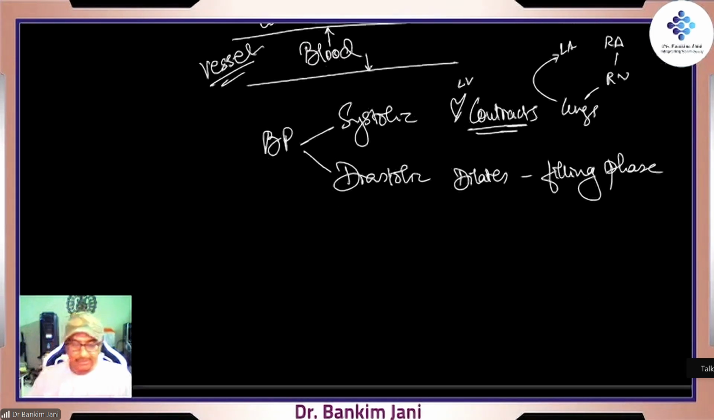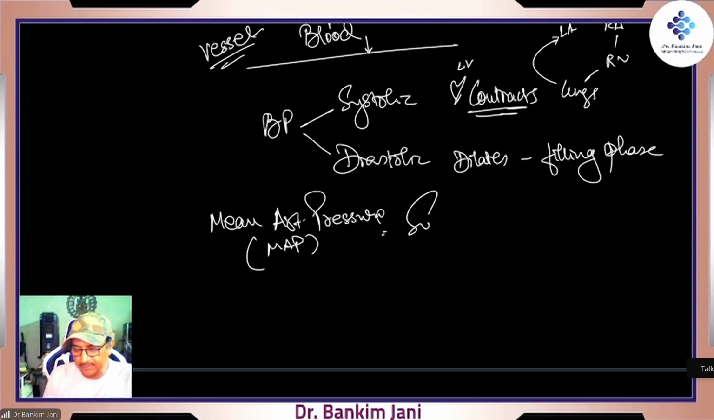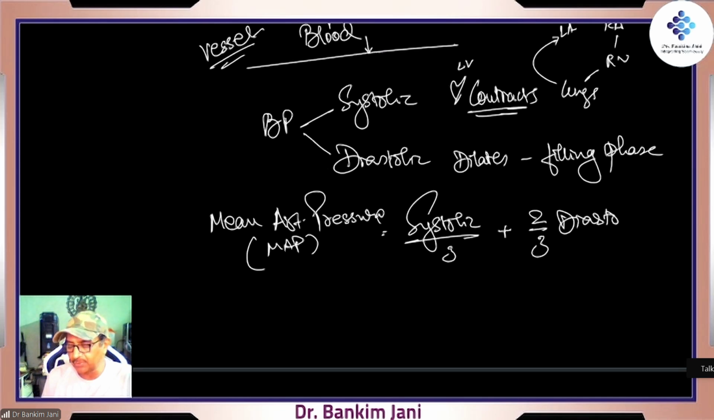So coming back to this is the blood pressure, systolic and diastolic, and the diastolic is D for the dilates, and that is the filling phase. One important thing is mean arterial pressure, MAP. When we talked about it, that is the systolic divided by 3 plus 2/3 of the diastolic blood pressure.